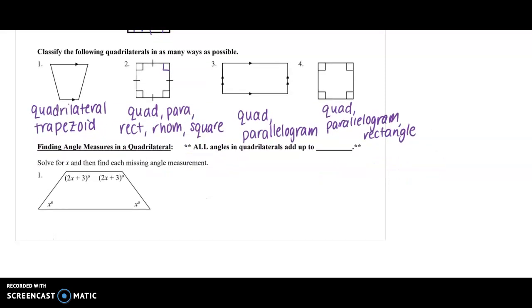This last one, finding angle measures. All angles in a quadrilateral, we should know this, add up to 360 degrees. So we're going to go ahead and solve for x and then find each of the missing angle measurements. I'm going to go ahead and pause. I want you guys to try this, and then you can check your answers against mine in just a second.